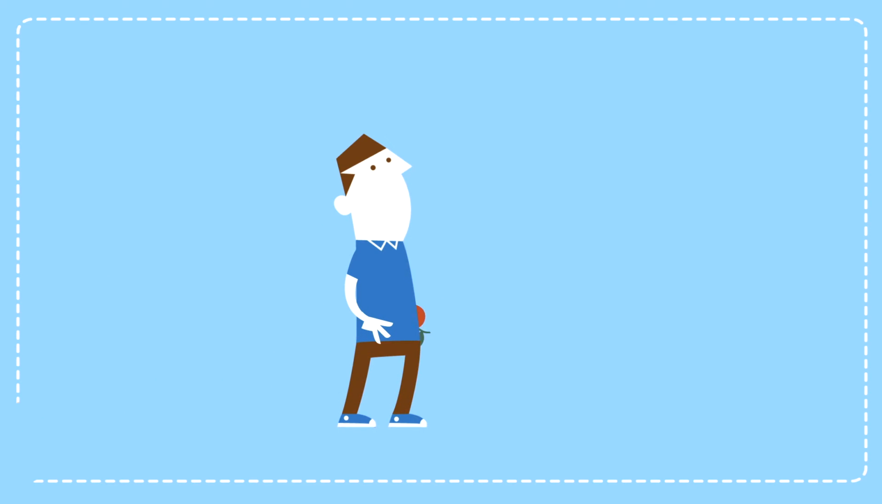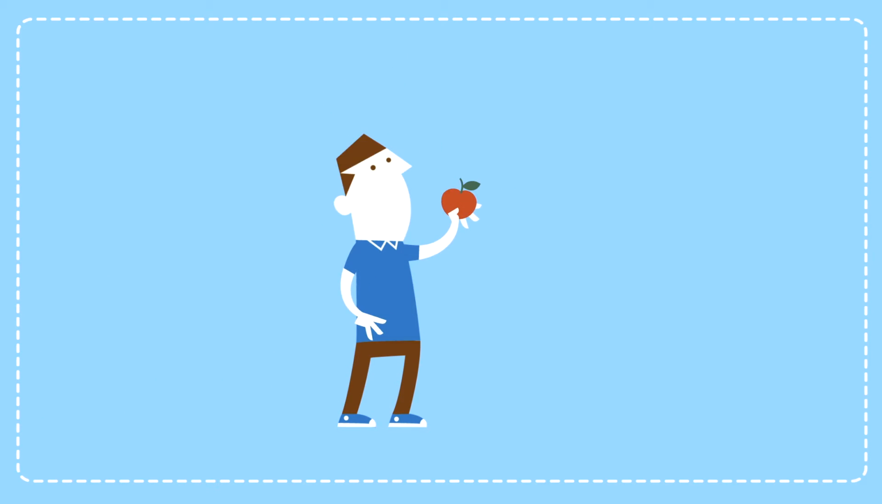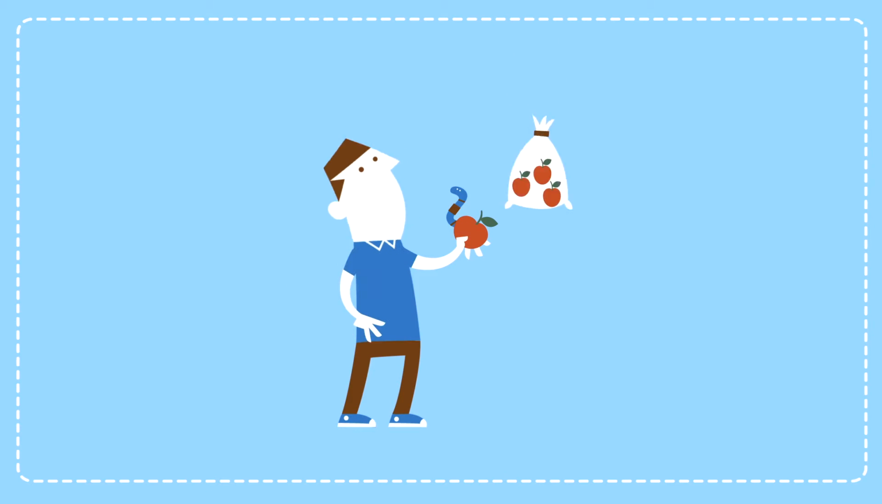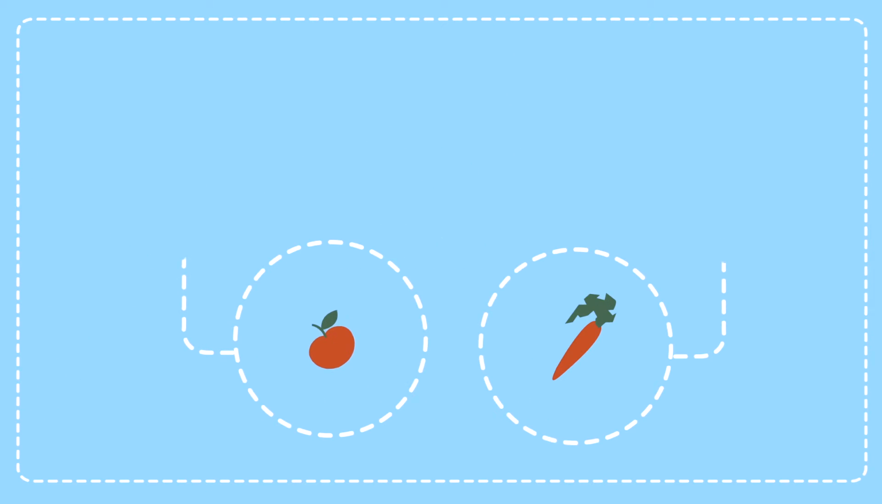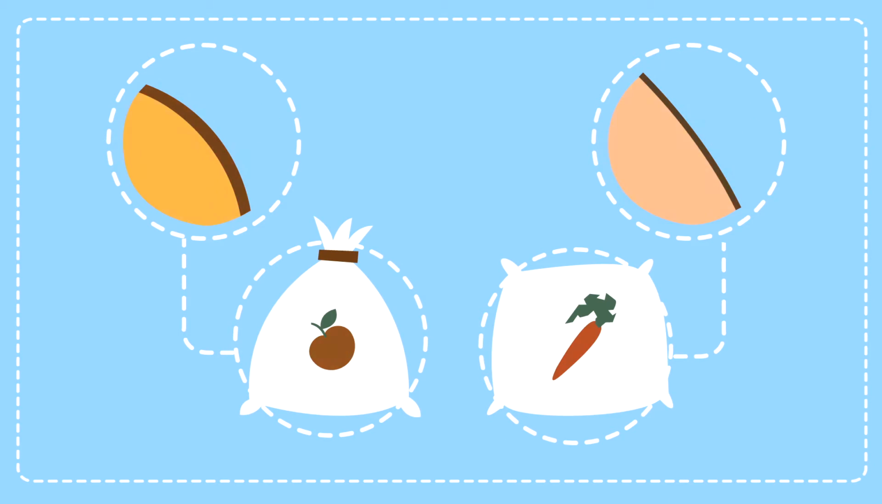So, we all love our fruit and veggies fresh. Yummy. And to keep our veggies and fruit fresh, we need to put them in a package. But did you know our fruit and veggies each breathe at a different speed? And if they can't breathe well, they go bad.